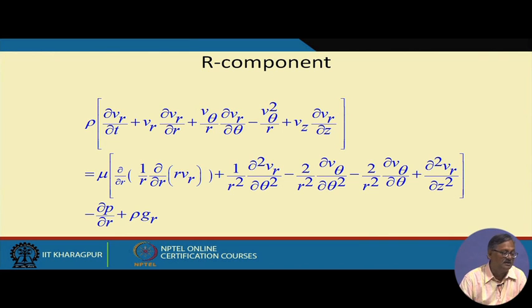The equation in the r component is like this: rho times del V r del t plus V r del V r del r plus V theta by r del V r del theta minus V theta square by r plus V z del V r del z, equals mu times del del r of 1 by r del r of r V r plus 1 by r square del 2 V r del theta square minus 2 by r square del V theta del theta plus del 2 V r del z square, minus del p del r plus rho g r. This is for the r component, right.